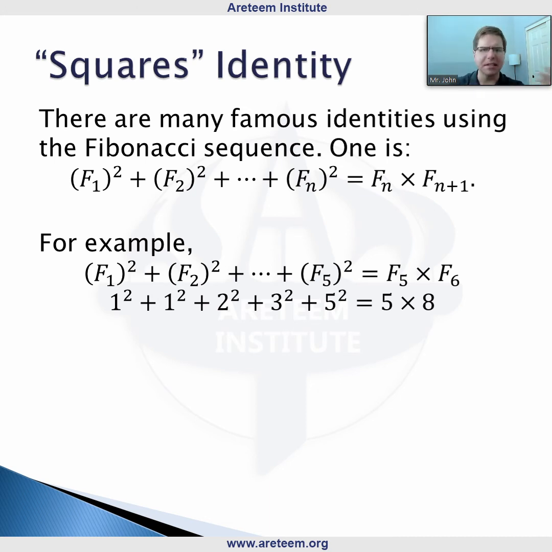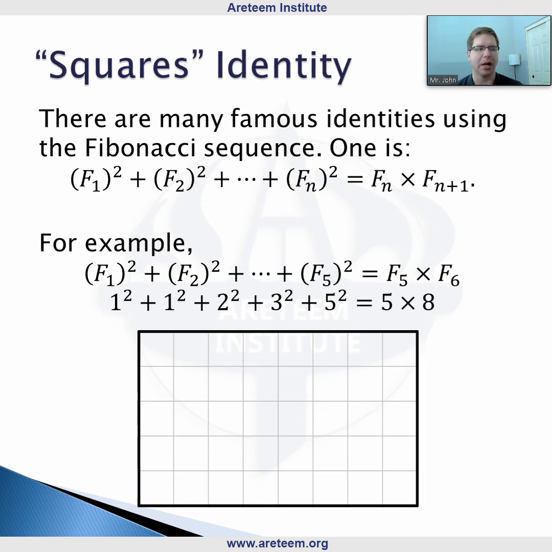Now, we can check this algebraically, right? That's pretty easy to do. 1 plus 1 plus 4 plus 9 plus 25. You will get 40, which is 5 times 8. But that doesn't help you understand why this is true or the pattern or anything there as well. So actually, the cool thing you can do with this is think about this 5 times 8 as a rectangle. So let's draw out a 5 by 8 rectangle in this case, right? So I have my two dimensions here. We have 5 and 8 in this rectangle here.